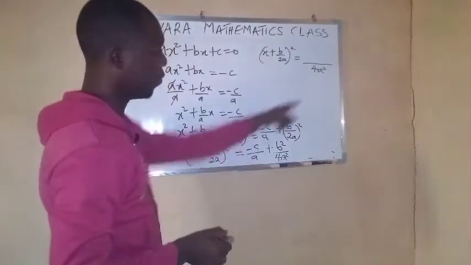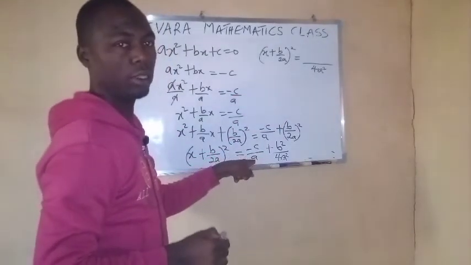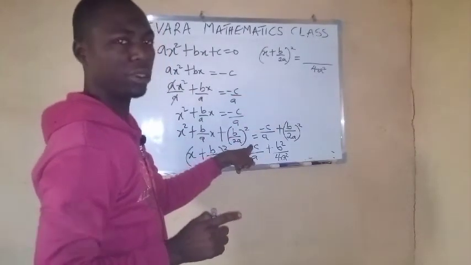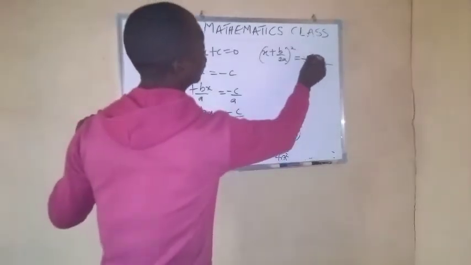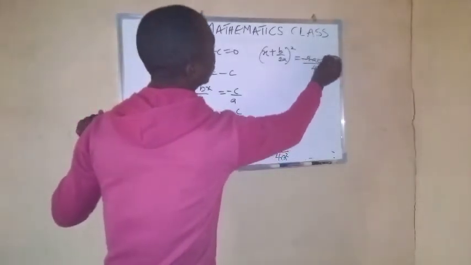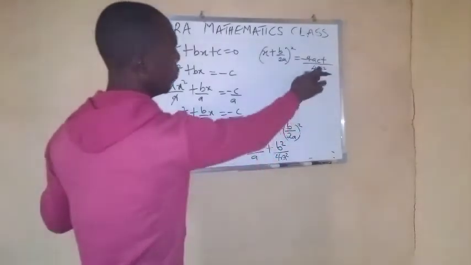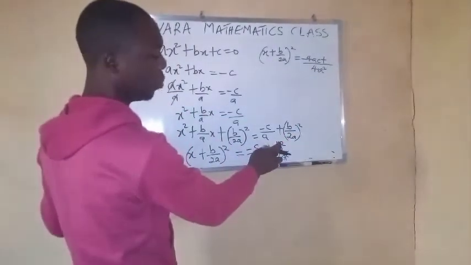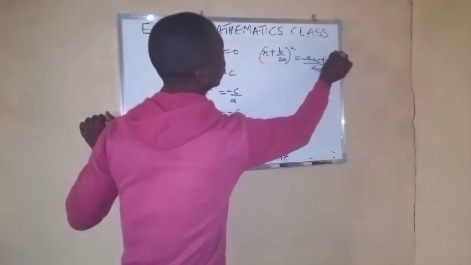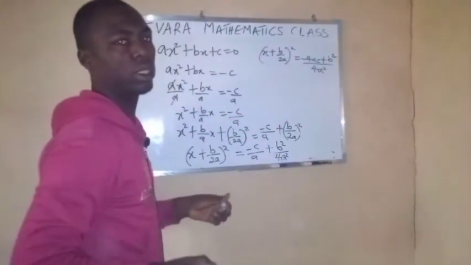If you divide 4a squared by a, you get 4a. Then you multiply it by c. That will be minus 4ac. If you divide 4a squared by 4a squared, you get 1. Multiply by b squared, you have b squared.